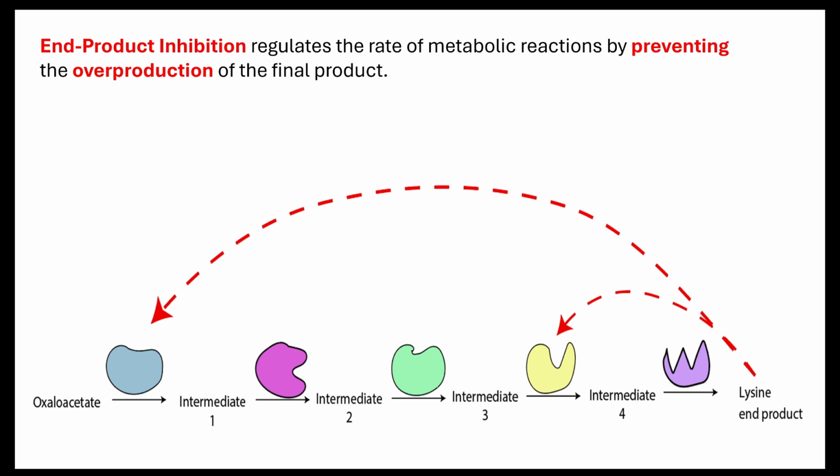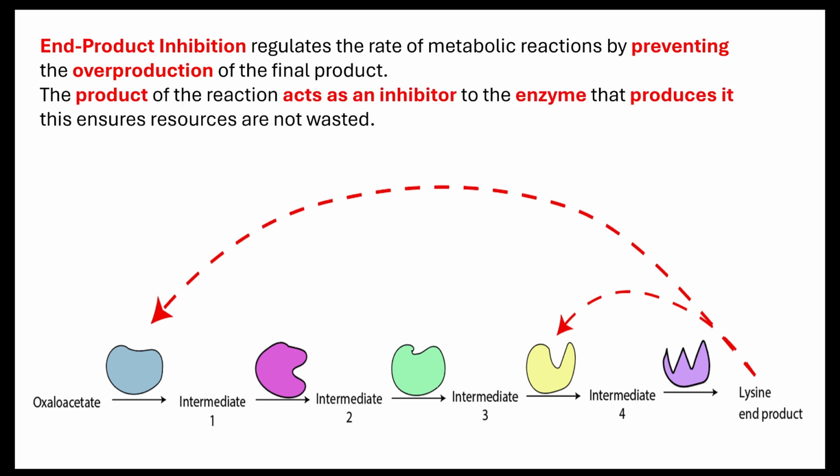So cells work in the same way. They don't want to have this overproduction, because if they have an overproduction, it can affect the way in which the cells can function. So instead, what happens is the end product of the reaction can act as an inhibitor to the enzymes that are going to produce it. This ensures you're not wasting resources. It ensures there's not too much overproduction of the end product.